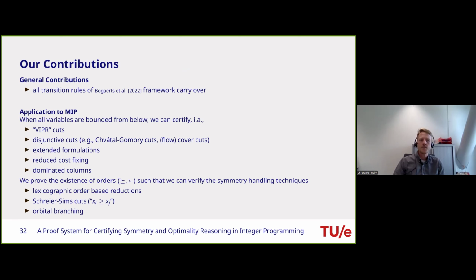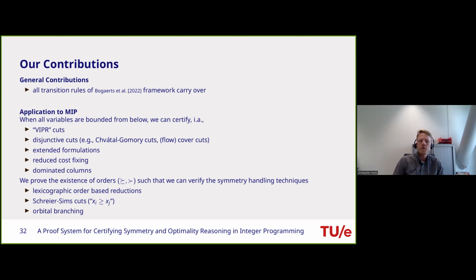And when we apply this to the mixed integer programming world, then we can verify many, many different reductions. We can, for instance, still verify these cutting planes that were already existent in VIPR, but we can also derive many more cutting planes from the family of disjunctive cuts, for instance, Chvátal-Gomory cuts, cover inequalities for knapsack problems, flow cover cuts. We can consider so-called extended formulations where we introduce new variables to be able to express certain inequalities in a nice way. We can use presolving reductions like reduced cost fixing and dominated columns.